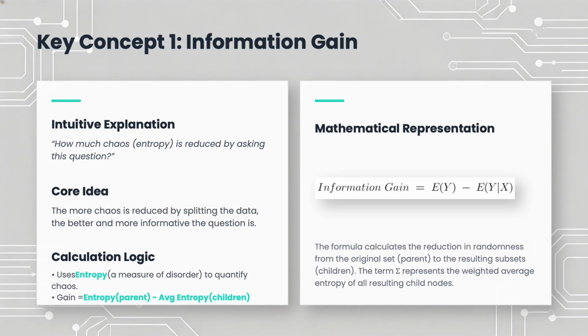Let's look at the first metric for choosing the best question: information gain. The idea is simple. Before asking a question, our data is a mix of students who know the concept and those who don't. This is chaos or entropy. A good question should reduce this chaos significantly. Information gain measures exactly that, the difference in chaos, entropy, before and after asking the question. The bigger the drop in entropy, the more informative the question is.